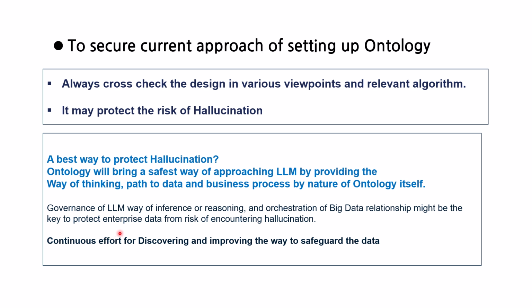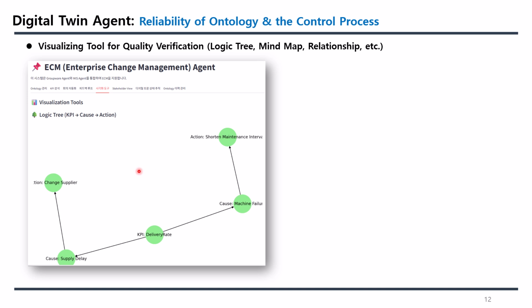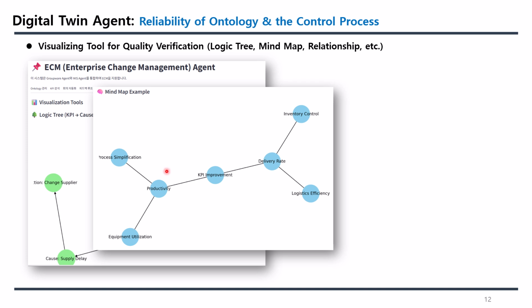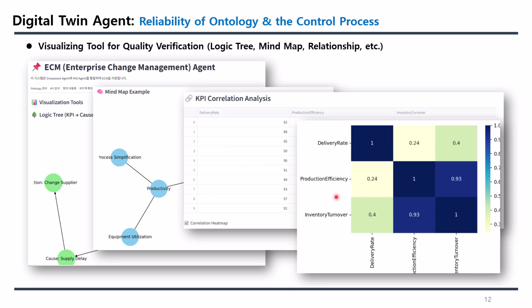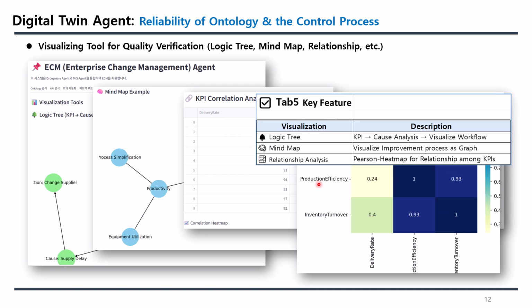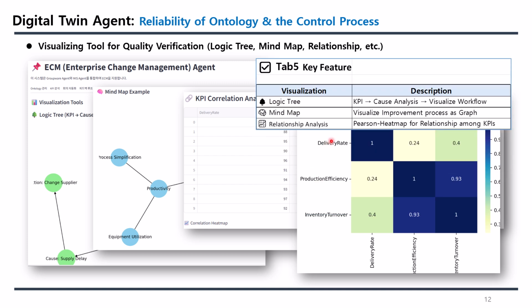So there should be a continuous effort for discovering and improving the way to safeguard the data from hallucination. There can be various types of algorithms which may provide a cross-checking method. So you may utilize a mind map or interrelationships between the data and heat maps, so that we can make sure how the logic trees and our business process are securely implemented and designed.